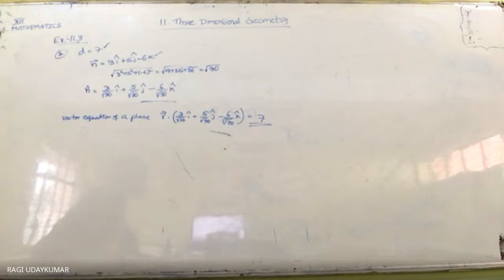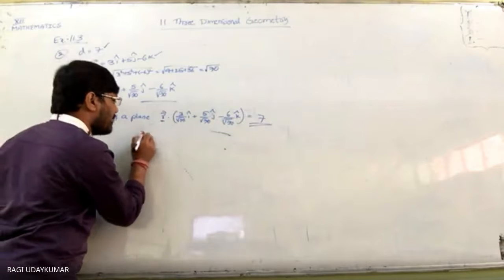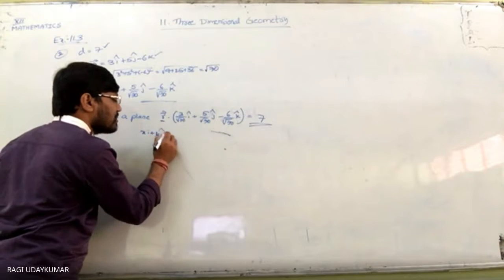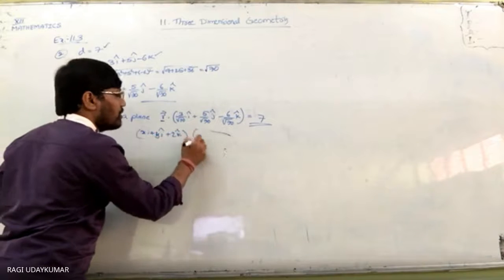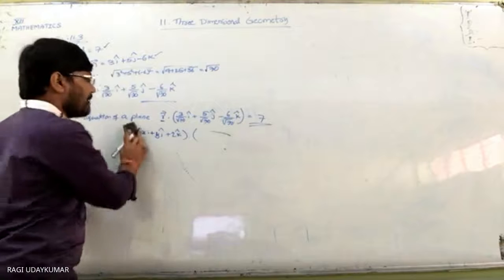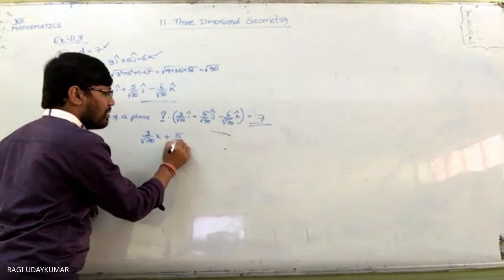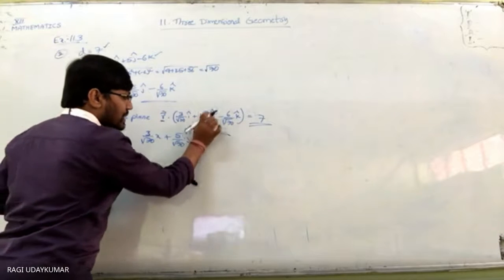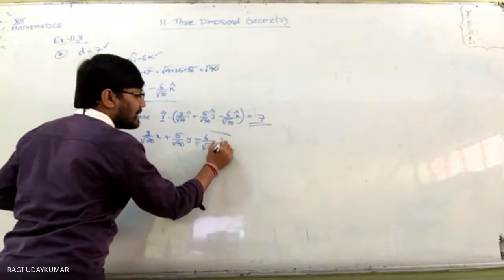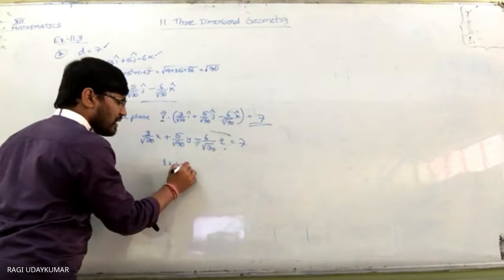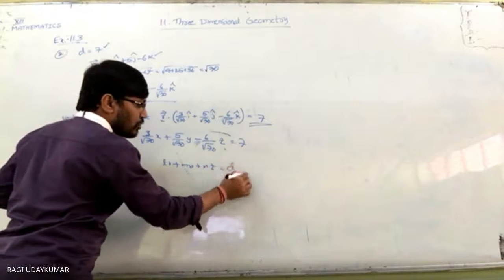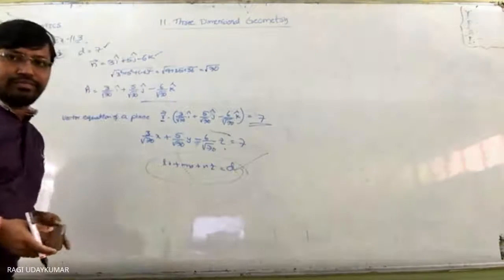If you want to write the same equation in Cartesian form, how do we write it? The question was asked in vector form. For Cartesian form, take r as xi plus yj plus zk dot this. So whenever you write like that, what do you get here? 3 by under root of 70 x plus 5 by under root of 70 y minus 6 by under root of 70 z is equal to 7. lx plus my plus nz is equal to p, where p is the distance from the origin.